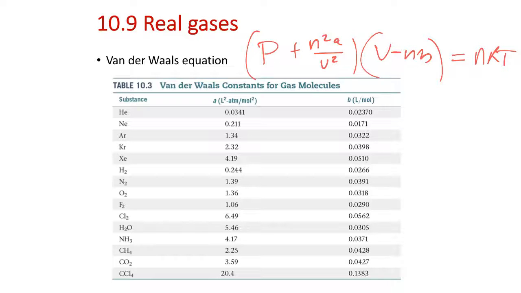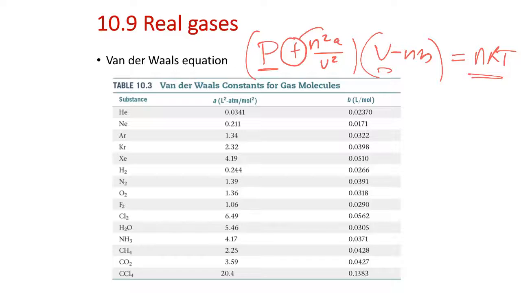Okay, so we basically have PV equals nRT. So we still have pressure times volume equals nRT. We're starting from the ideal gas law equation, and then we have two corrections being made. One correction is adding in this n squared a divided by V squared.